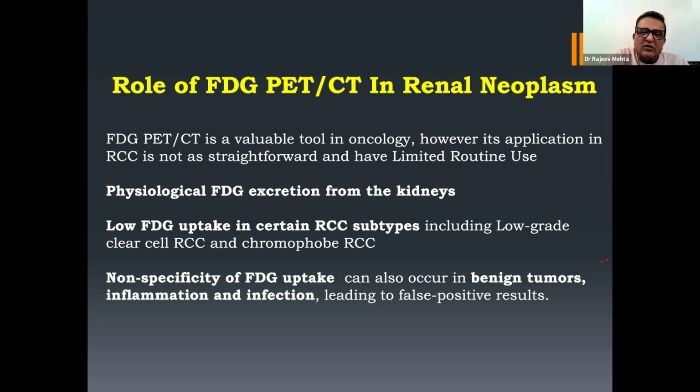Low FDG uptake is also seen in certain RCC subtypes, including low-grade clear cell RCC, chromophobe, or papillary RCC, where it will be very difficult for PET to confidently pick up the solid neoplasm within the kidney. And non-specificity of FDG uptake can also occur, with benign conditions like inflammation and infection leading to false positive results.